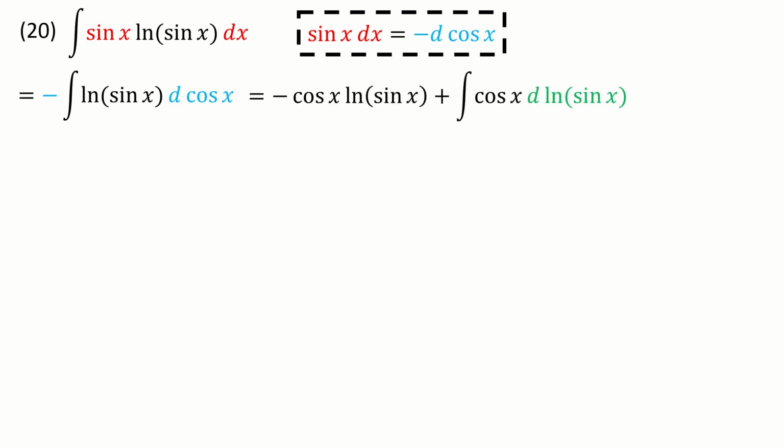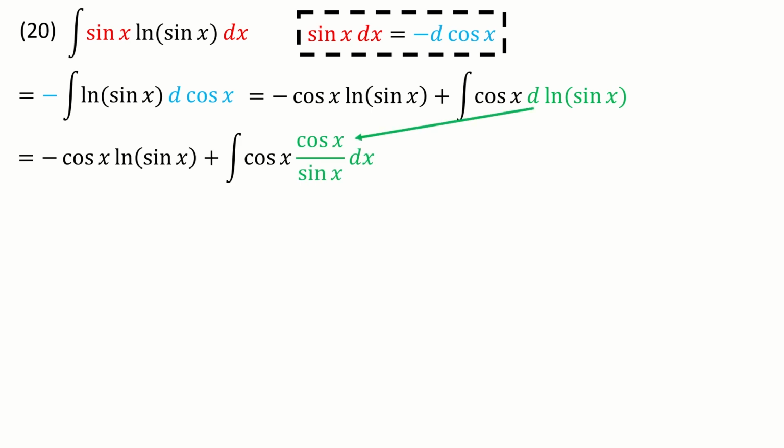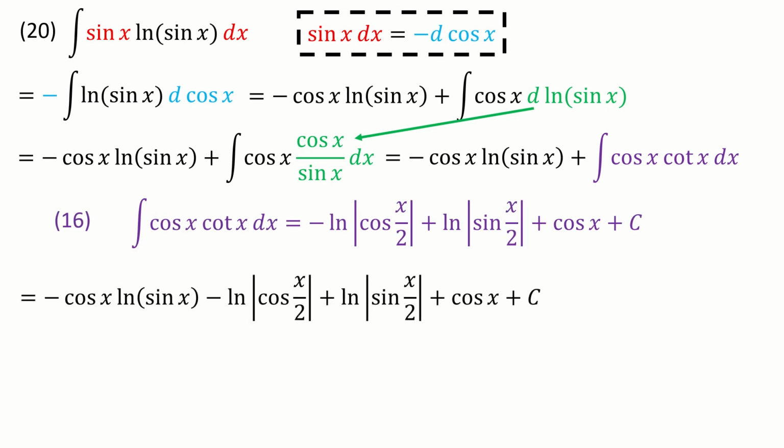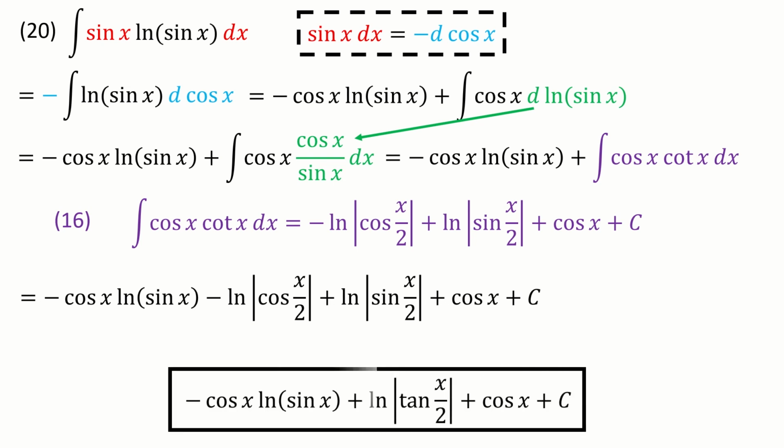And we got here. Next, we calculate this term in green. So d log sin x equals cosine x divided by sin x, then dx. And then we write cosine x over sin x as cotangent x. So we got this purple term. Next, we need to solve this purple term. And if you still remember, in problem 16, we have done this integral. And here is the result for this purple term. Then we just directly plug in, so we got here. And here is our final answer.